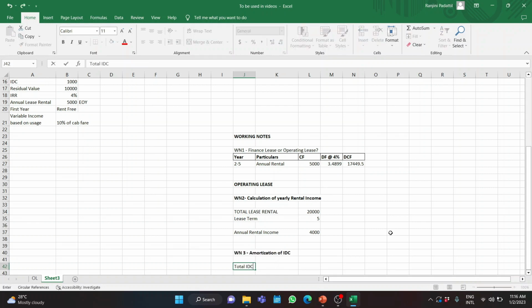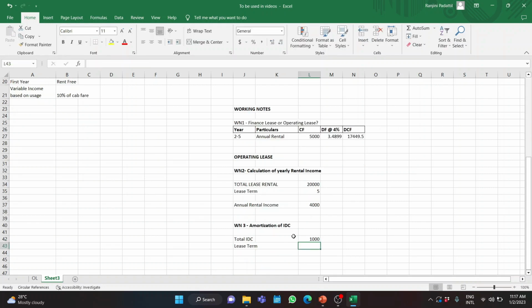Working note 3, amortization of IDC. The total IDC is 1,000. Lease term is 5 years. So annual amortization $200 every year.